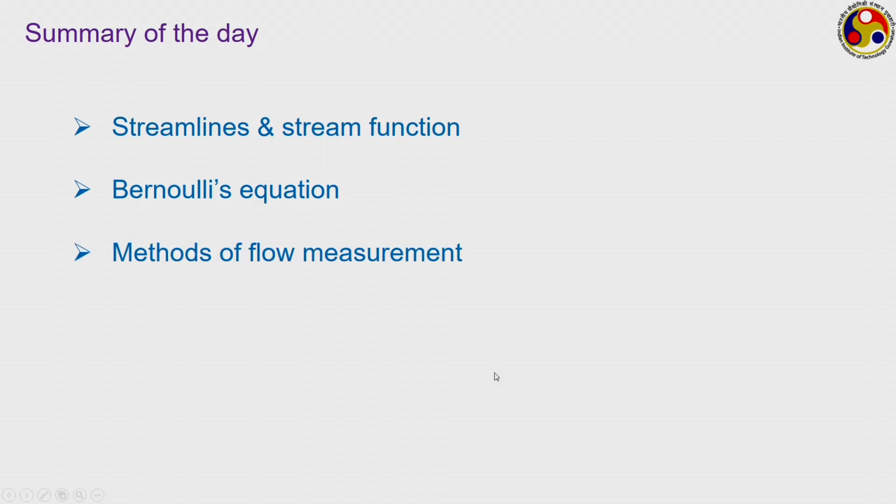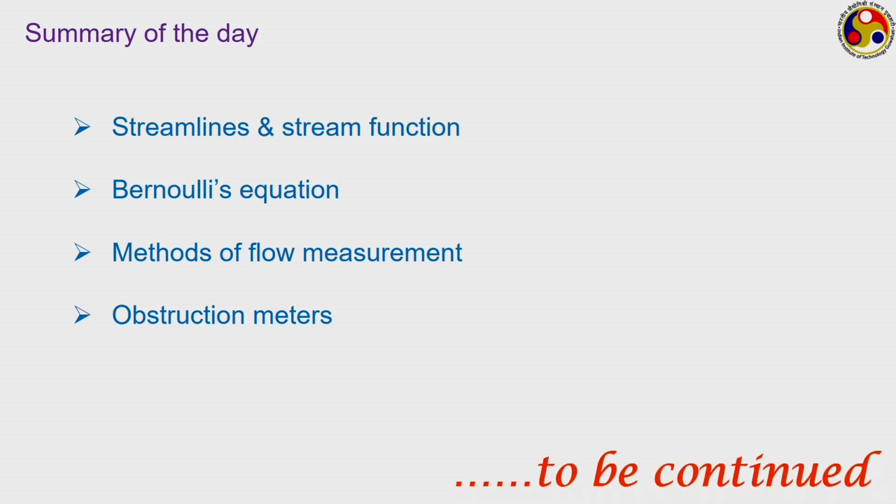Methods of flow measurement, we have categorized into 4 different categories, and we have discussed one of them, which is the obstruction meter, under which we have talked about 3 tools: orifice meter, flow nozzle and venturimeter. So, in the next lecture I shall be talking about the second category of flow measurement, where we shall be talking about different kinds of flow meters like ultrasonic or electromagnetic flow meters.